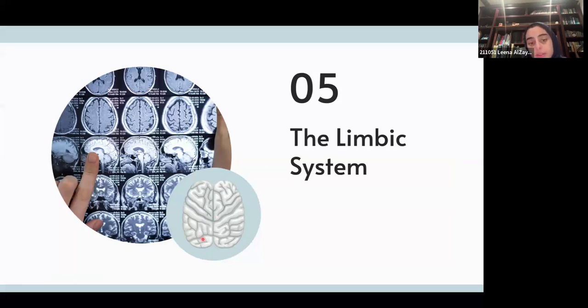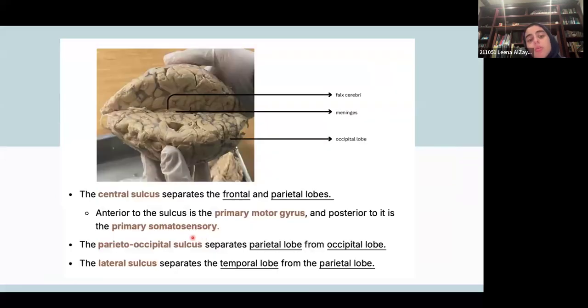Off to the limbic system. The limbic system, we talk more about the cerebrum as a whole. So we talk about the central sulcus between the frontal and parietal lobe, and the parieto-occipital sulcus between the parietal and occipital lobe, the lateral sulcus between the temporal lobe and the parietal lobe. And between the two hemispheres, we have the falx cerebri separating the right hemisphere from the left hemisphere.